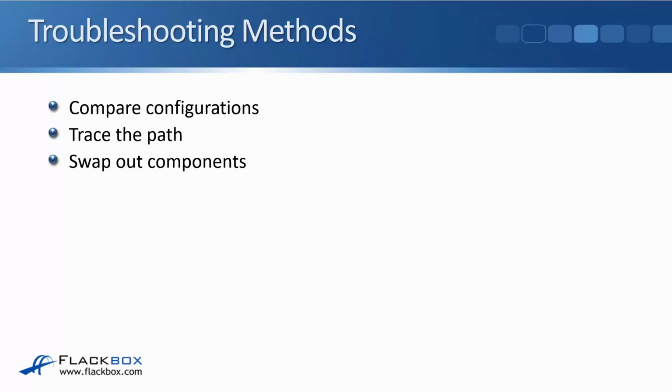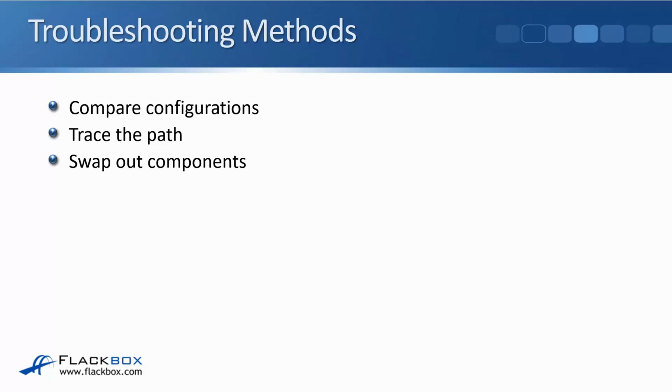For connectivity issues, what we're usually going to do is trace the path. And as a network engineer, a lot of your day-to-day job is going to be troubleshooting connectivity problems, so you will do this very, very often. The best way to troubleshoot connectivity problems and tracing the path is start off at the source and work your way towards the destination. In fact, on a slide coming up, we'll cover some of the commands that we're going to use here. The last one mentioned here is swap out components.